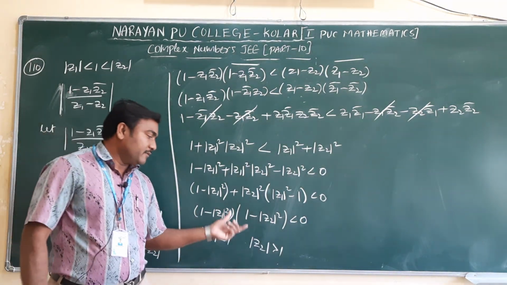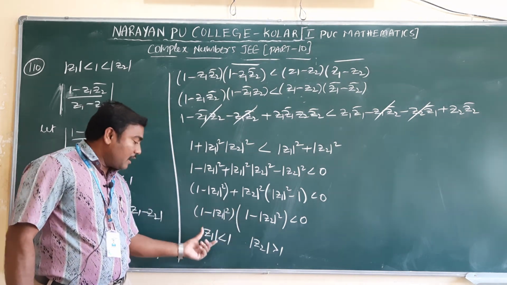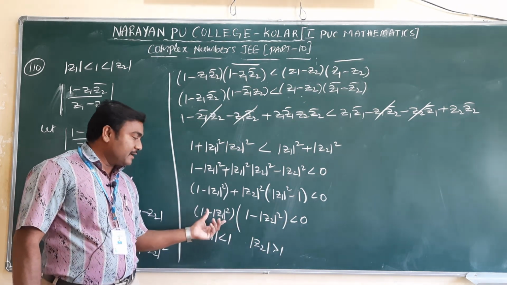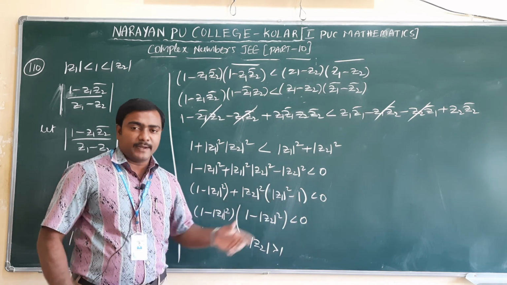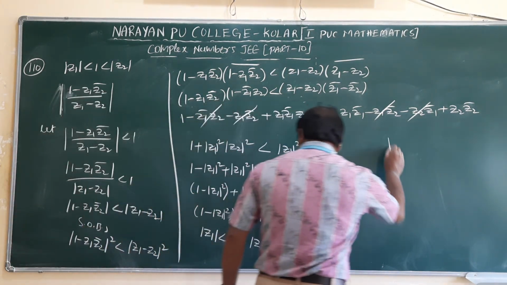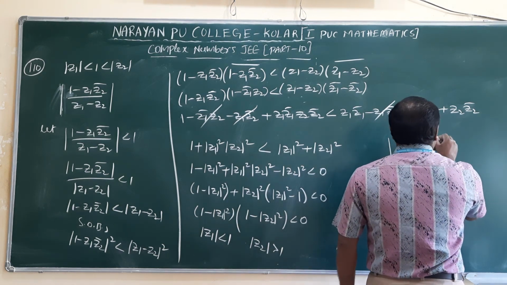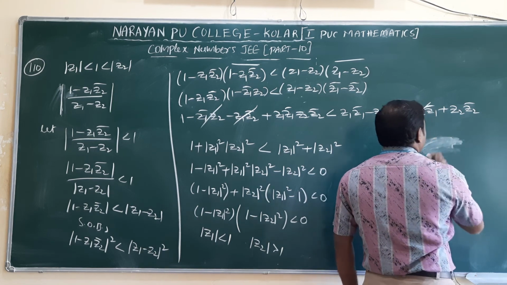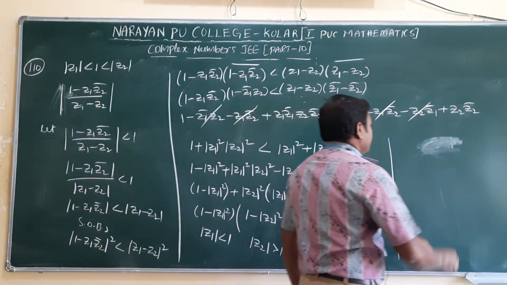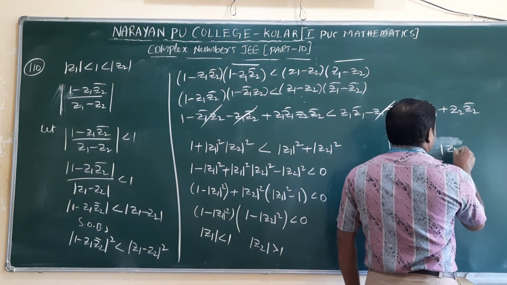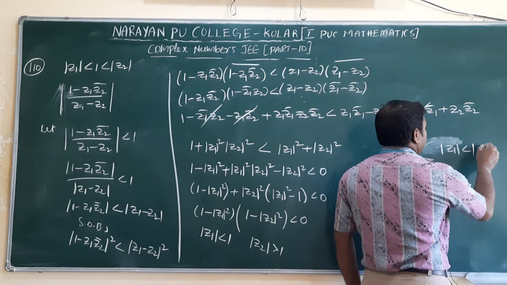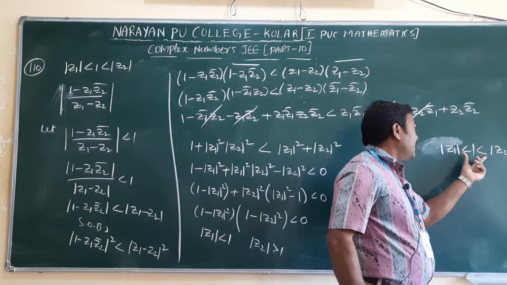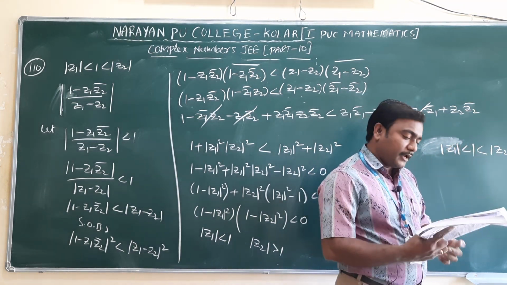If this condition we need to satisfy, we have taken modulus of z1 is less than 1 and modulus of z2 is greater than 1. So this condition should be satisfied. So finally the condition should be mod z1 less than mod z2. Here the condition is mod z2 is greater than 1 and mod z1 is less than 1.